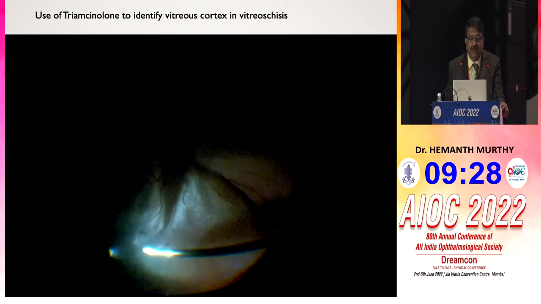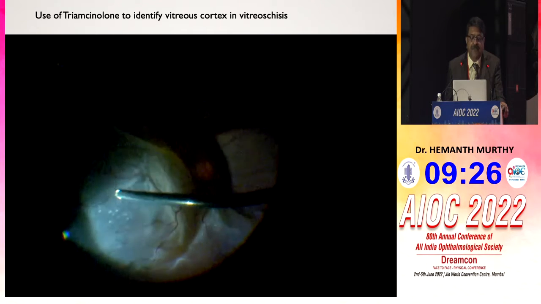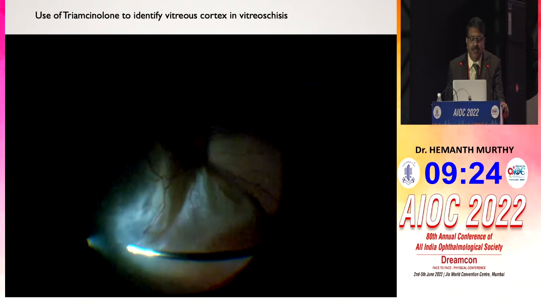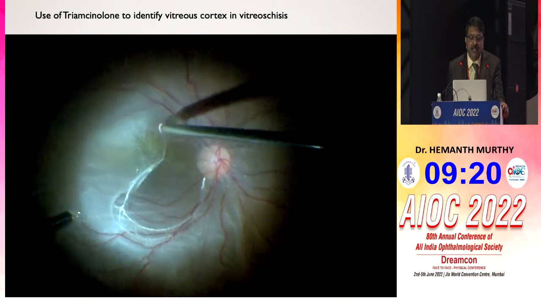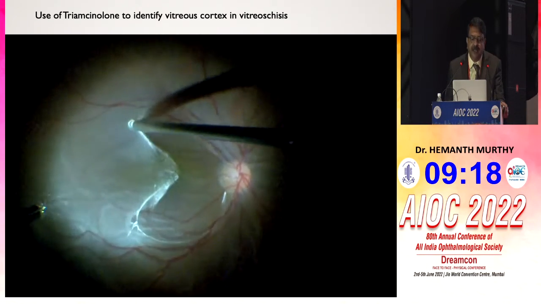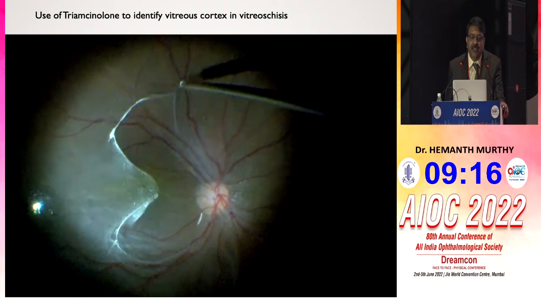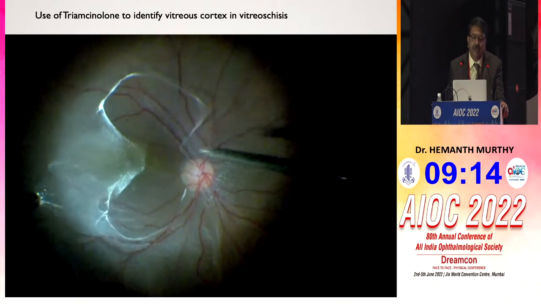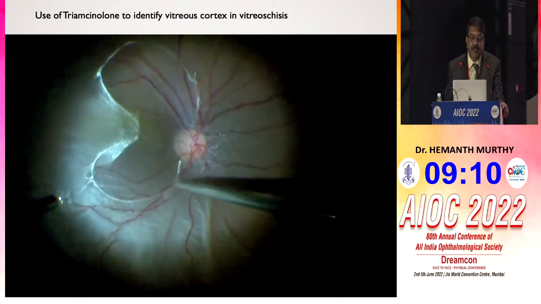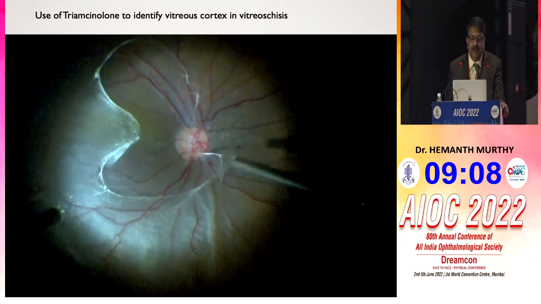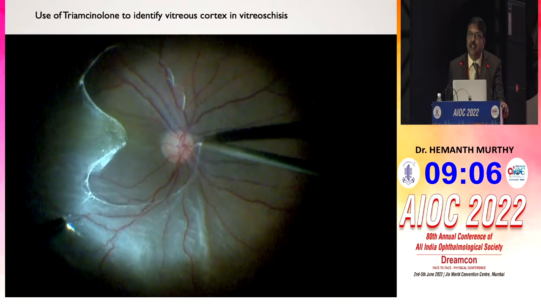So this is a patient who came with a retinal detachment. Now, when we did the vitrectomy, it appeared as if I've been able to clear all the vitreous. But then when I stained with triamcinolone, you can see that the posterior hyaloid is still present. So you need to stain, put triamcinolone, try to identify whether there is residual vitreous.